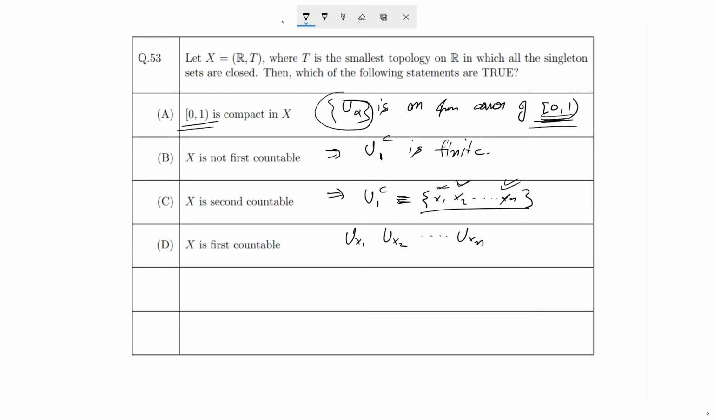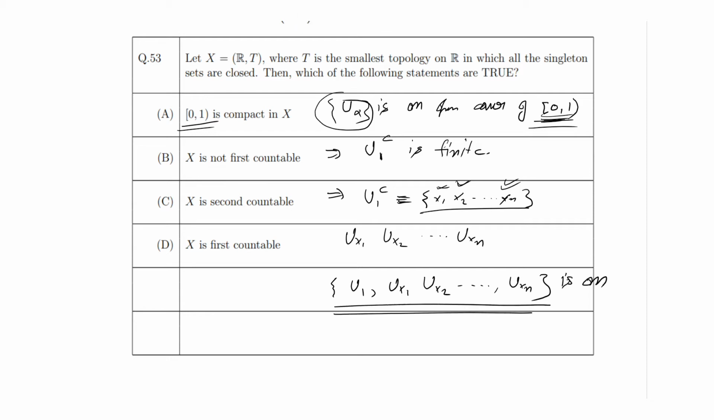So what we get, we can clearly see U1, Ux1, Ux2, ..., Uxn is a finite open cover of this closed 0, 1. How are we saying this? I am repeating it.